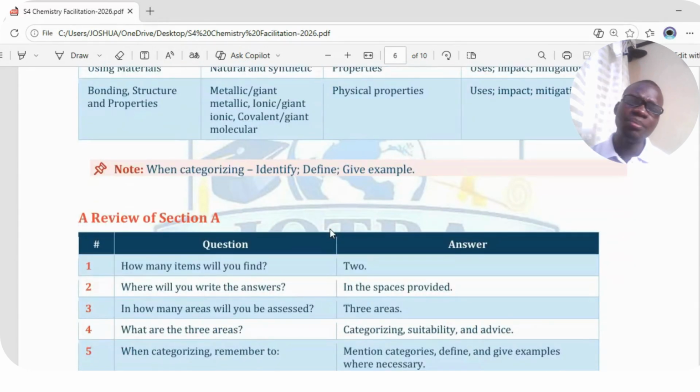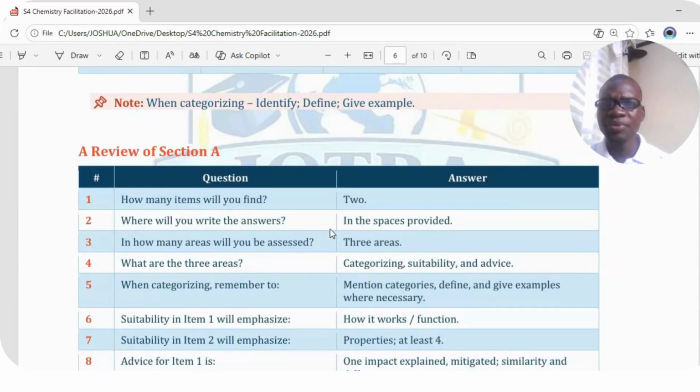So this is the brief overview of section A. How many items? There are 2. Where will you write the answers? In the spaces provided. In how many areas will you be assessed? There are 3 areas. What are those 3 areas? Categorizing, suitability, and advice. When you categorize, always remember to mention categories, define, and then give examples where necessary. That is for item 2.